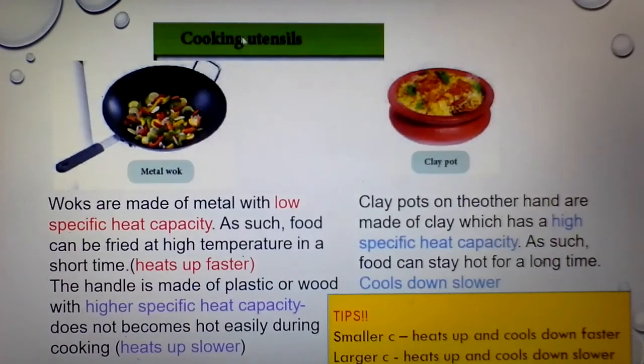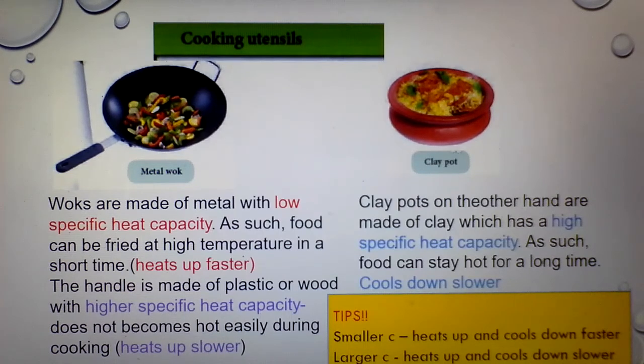Okay, next, cooking utensils. We have the metal wok and the clay pot. Woks are made of metal with low specific heat capacity. Normally the body is made of material with low specific heat capacity. As such, food can be fried at high temperature in a short time because it heats up faster, so you can cook food faster. The handle is normally made of plastic or wood with higher specific heat capacity, so you can hold it during cooking. It does not become hot easily because higher specific heat capacity heats up slower.